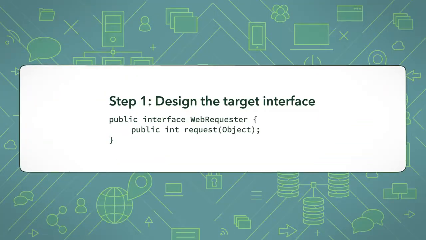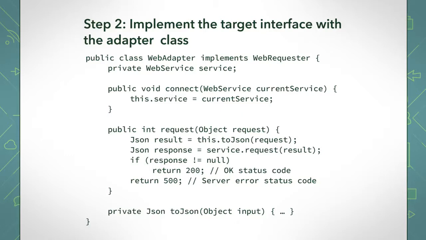Step 1. Design the target interface. You create the target interface that your adapter class will be implementing for your client class to use. Step 2. Implement the target interface with the adapter class. Your adapter provides the methods that will take the client class's object and convert it into a JSON object.